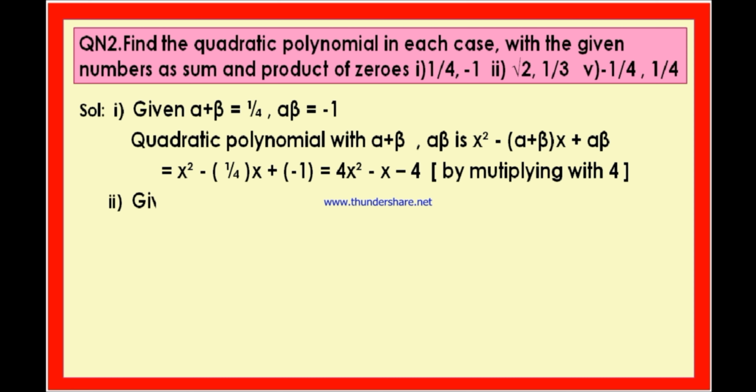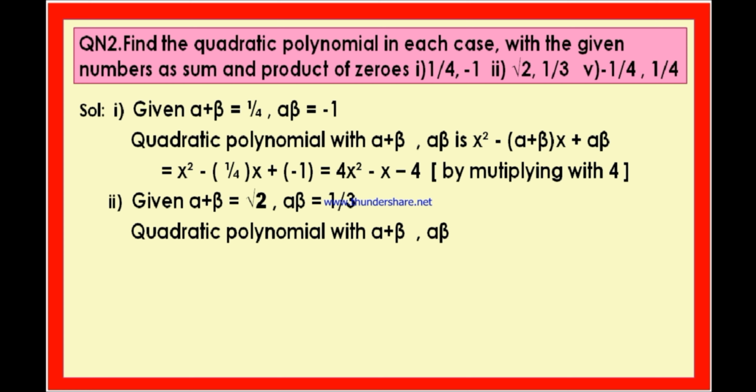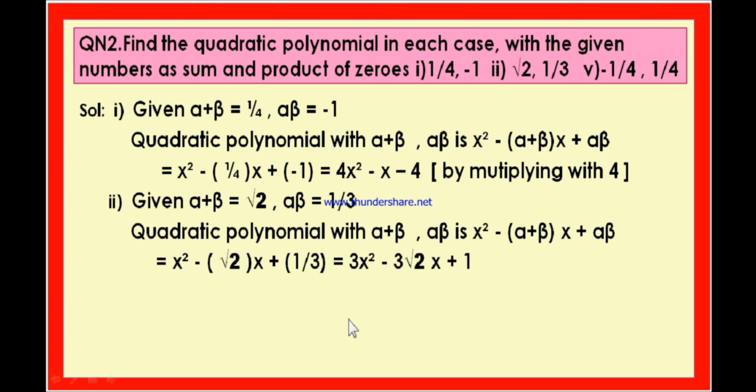Now look at the second bit. It is given that alpha plus beta is root 2 and alpha into beta is 1 by 3. This is the sum of the zeros and this is the product of the zeros. Again, the quadratic polynomial with alpha plus beta and alpha into beta is x square minus (alpha plus beta) into x plus alpha into beta. Now let us substitute these values. X square minus, what is alpha plus beta? Alpha plus beta in this case is root 2, into x plus alpha into beta is 1 by 3.